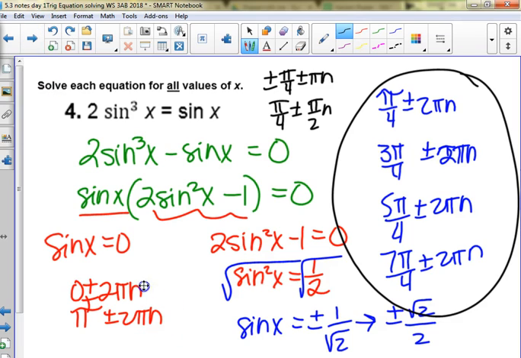Oh, that's not all though, right? There were 2 more solutions over here. So in other words, if we graphed this in one period, between 0 and 2 pi, there would be 1, 2, 3, 4, 5, 6 solutions, or 7 if we counted 2 pi again. Okay, a lot of solutions where it would cross.